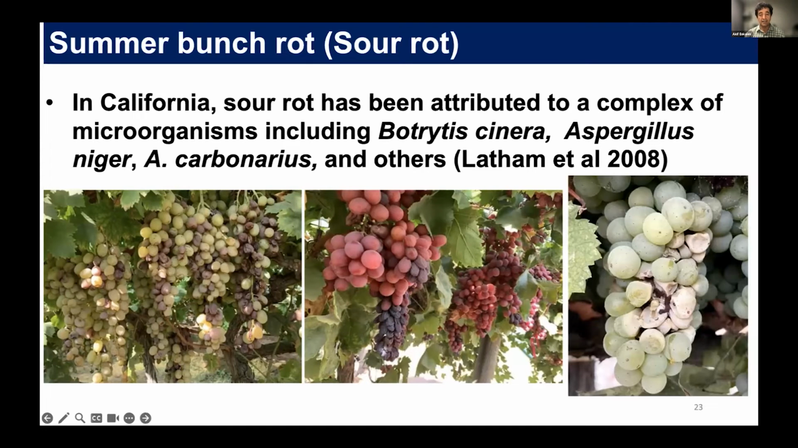We had a lot of loss because of the late rain that we had on August 20th, I believe. We had 2 inches of rain in the Central Valley, which was very, very unusual. The one on the right is the Riesling cultivar, which is a wine cultivar. You can see the Aspergillus colonization on these clusters.